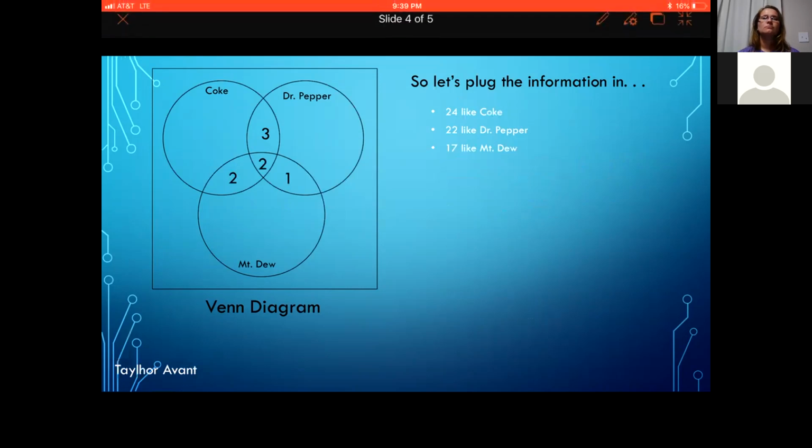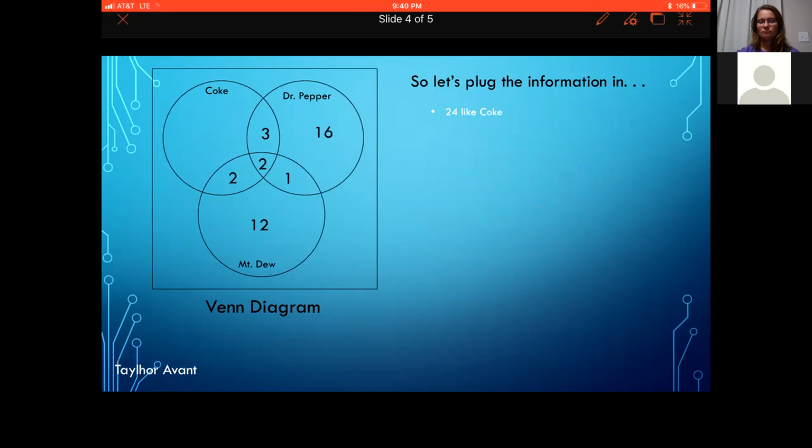Next, we have 17 who like Mountain Dew. We need to subtract the 2 that like all 3, the 2 that like Coke and Mountain Dew, the 1 that likes Dr. Pepper and Mountain Dew, which leaves us with 12 that just like Mountain Dew. Next, we have 22 that like Dr. Pepper. So let's subtract the 2 that like all 3, the 1 that likes Dr. Pepper and Mountain Dew, and the 3 that like Coke and Dr. Pepper. That leaves us with 16 that just like Dr. Pepper.